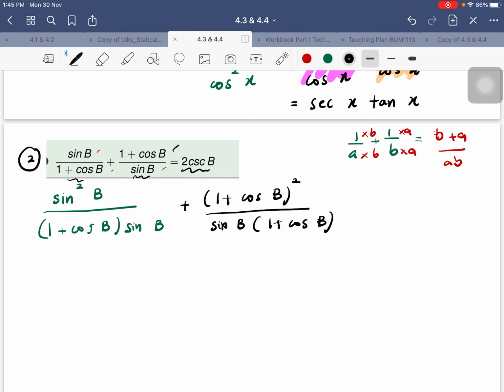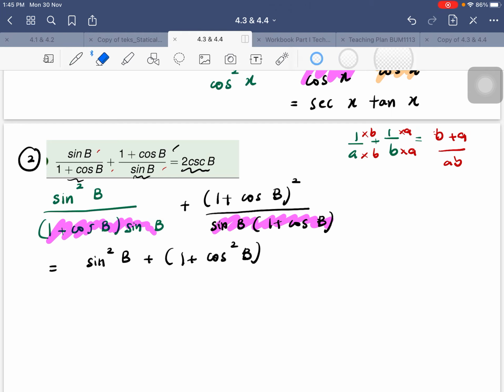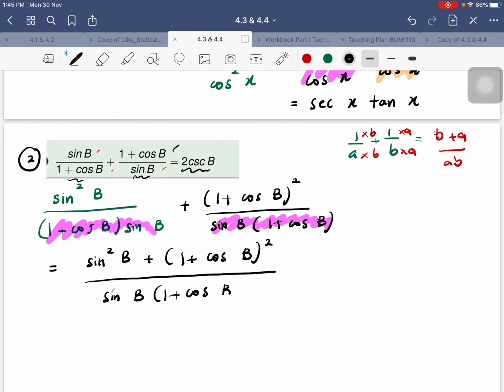Okay, and of course, the denominators now are the same. These two are actually the same, only the order is different. So I can actually put them together. So I can write that this is going to equal sine square b plus 1 plus cos b, all squared. I haven't expanded that, so let it be in that form first. 1 plus cos b squared, and underneath I'm going to have sine b multiplied by 1 plus cos b. So now that both of the denominators are the same, only then can we put them together.